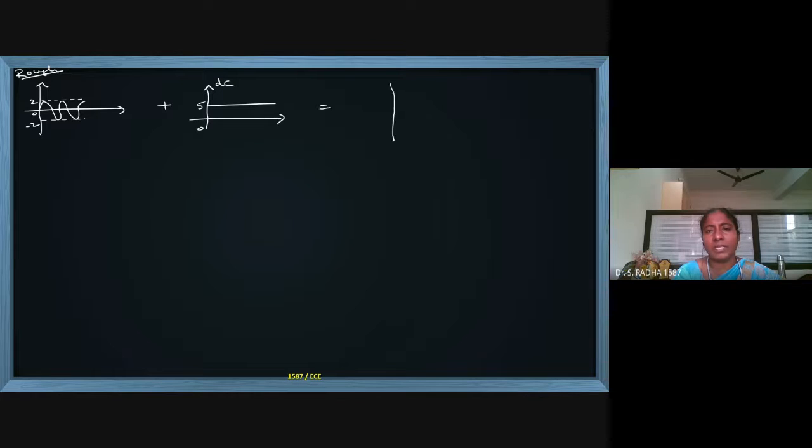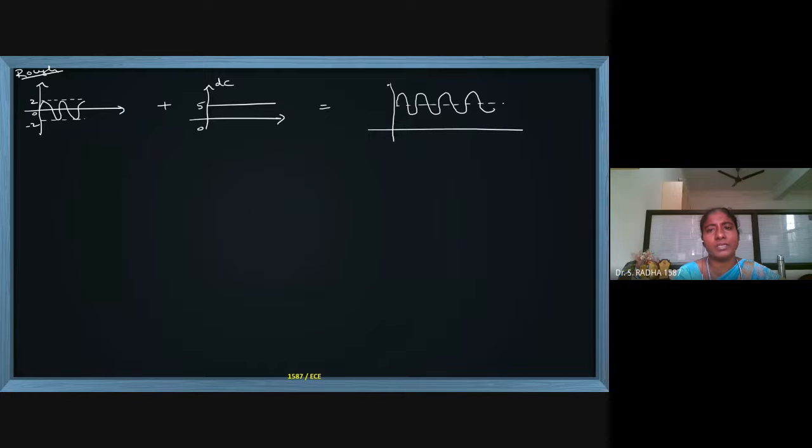Now, if I add these two signals, I will take a sinusoidal signal, let the height be +2 and -2. This is the origin, x-axis, y-axis. If I add this with a DC signal, let the height be 5 units. This is DC, 5 units. And the resultant will be a sinusoidal which appears with respect to the DC.